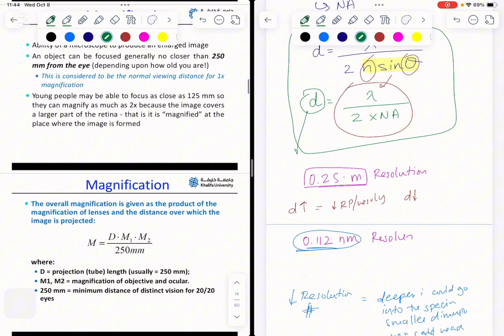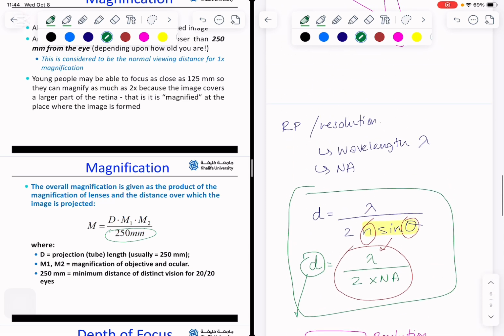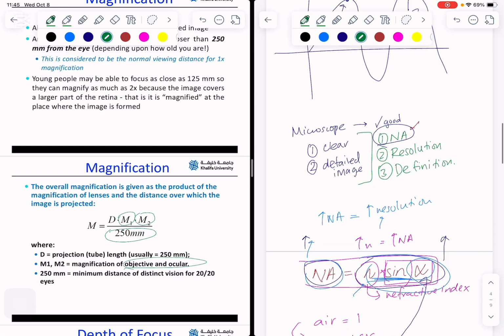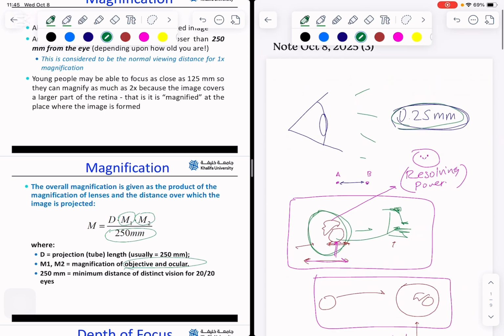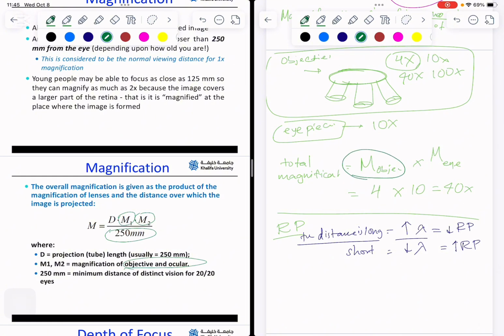And I talked about magnification. I'll explain the 250 millimeters. I just explained in the slides above that the total magnification depends on M1 times M2. M1 is basically the objective lens times M2, which is the ocular or the eyepiece. This is M1, M2, and we know that M is the total or overall magnification.